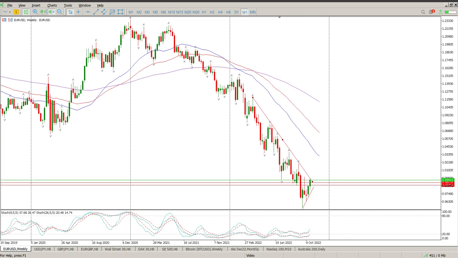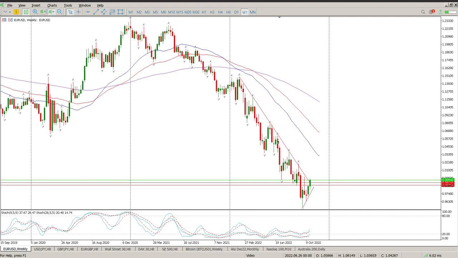Just starting off with Euro USD, and I'm starting off on the weekly today. Just to highlight something here. We've got a weekly trend line that has been formed basically in the first 3 months of the year. Let's just get it exact. Just want to drag this down. There it is there. So the first two fractals is what defines my trend line.